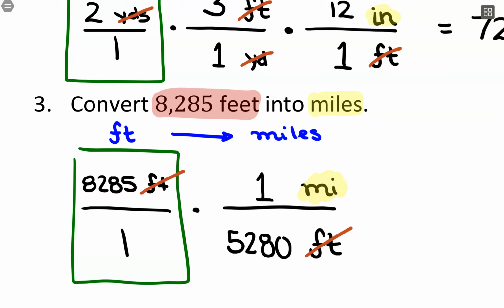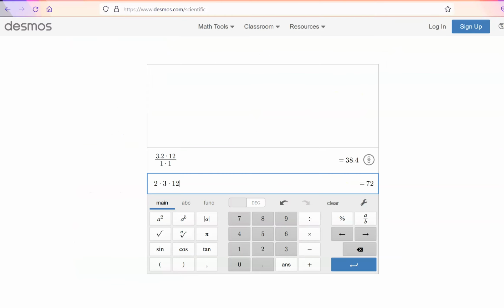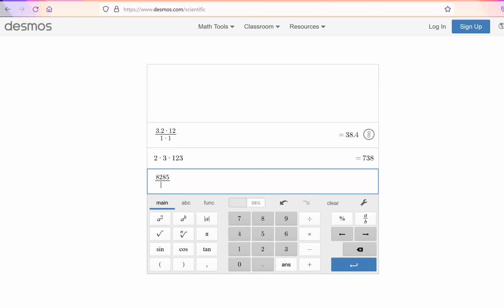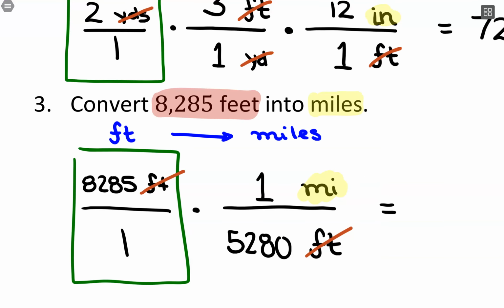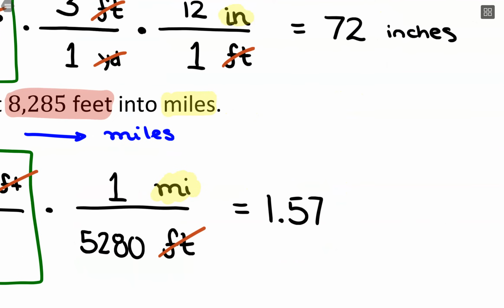And the calculation I need is this 8,285 divided by 5,280. And I will need a calculator to help out there. Let's see, 8,285 divided by 5,280 is 1 point, let's say 1.57. I'm going to round to 2 decimal places there. So 1.57 miles.